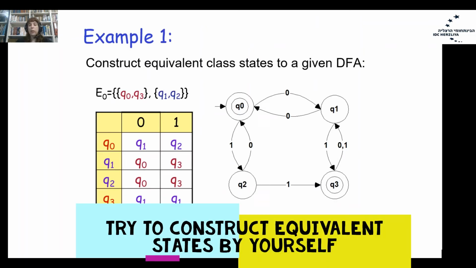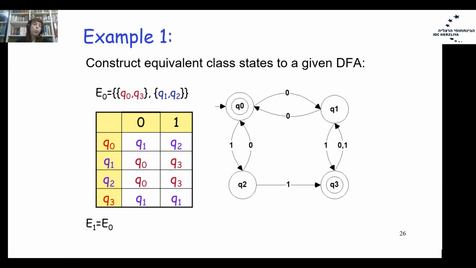Let's construct an equivalent state for a given DFA. I advise you to stop the recording and to try to solve this question by yourself. Okay, we will start with E0, the empty word as a separation word. We have Q0, Q3, and we have Q1, Q2. So we have two classes.